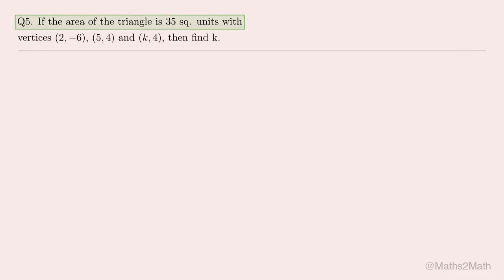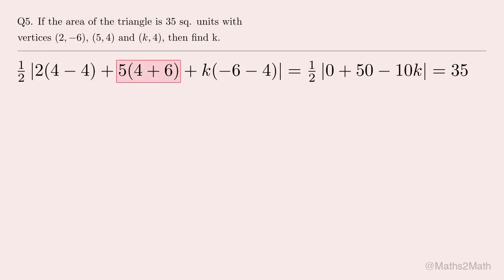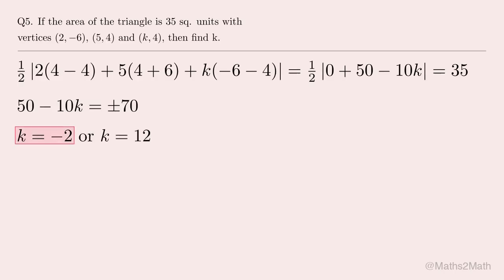The final question, 1 unknown vertex, a fixed area, and the absolute value promising 2 answers. Substitute into the area formula, every term written. So 50 minus 10k is plus or minus 70. The plus case gives k equals minus 2, the minus case gives k equals 12. Both are valid. That completes exercise 4.2.